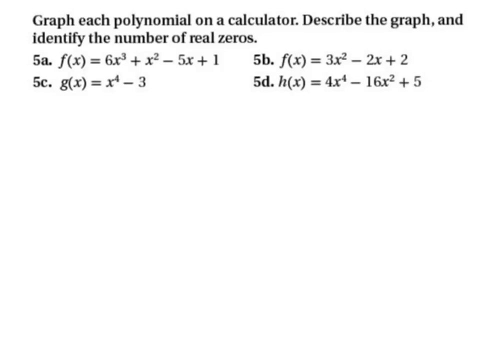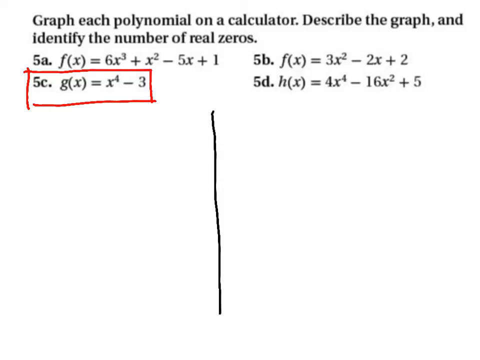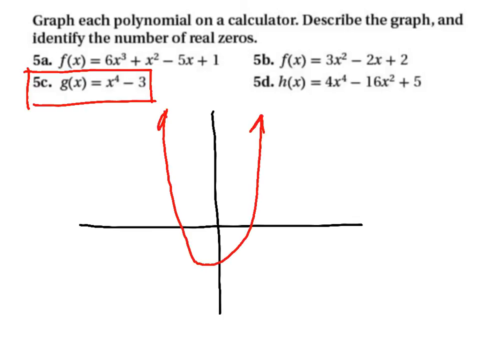Graph each polynomial on a calculator, describe the graph, and identify the number of real zeros. The one you're going to do is this one, 5c. On your calculator, you should have come up with a graph that looks similar to this, and notice that it crosses the x-axis in two places, so you have two real zeros. And from left to right, it decreases, then it increases. So the answer is, from left to right, it decreases, then it increases, and it appears to cross the x-axis in two places, so it has two zeros.